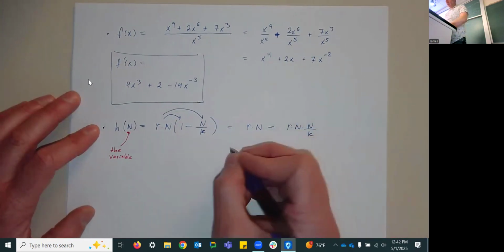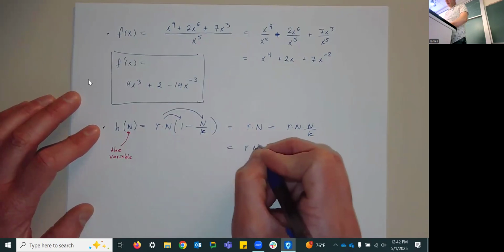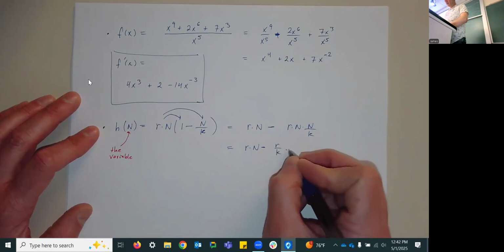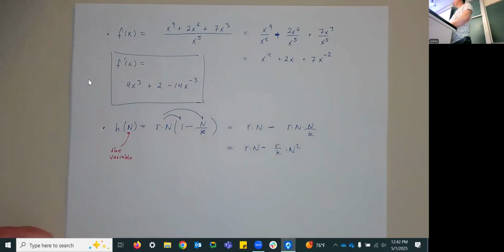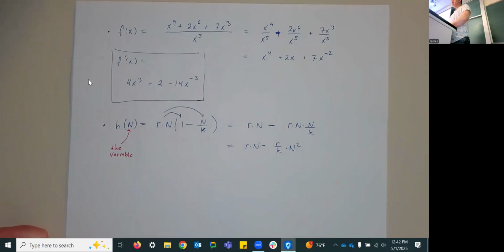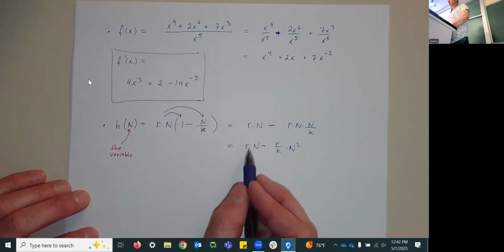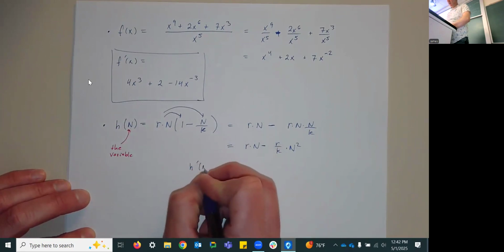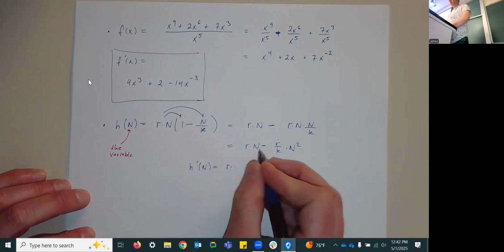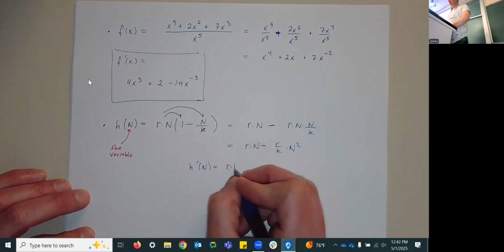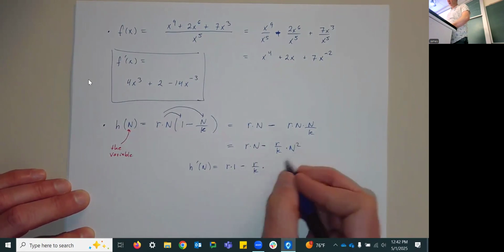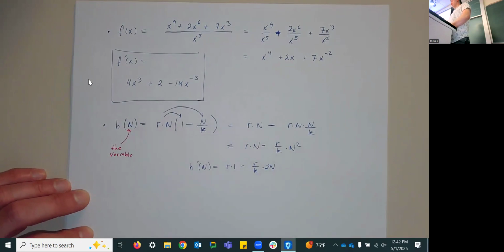Or as I would probably prefer to write this, R times N minus, I'm going to write the R over K out front, times N squared. So again, as far as this function is concerned, this R is a constant multiple, and this R over K is a constant multiple. So when we take the derivative, we're going to get R times the derivative of N to the first, which is just 1, minus R over K times the derivative of N squared, which is 2N to the first. And that's our derivative.